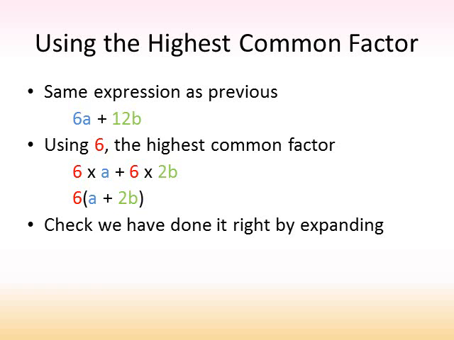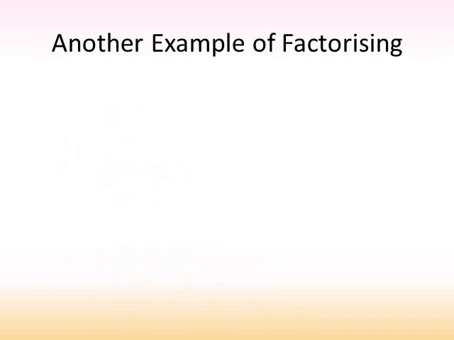Another thing we can do is to use our knowledge of expanding to check that we've factorised correctly. We simply take our factorised expression and expand it to see that what we get is the same as the expression we started with. If I've made a mistake, we will end up with a different expression. So in this case, 6 times a plus 6 times 2b gives us 6a and 12b, which is what we started with, so we know that it is correct.